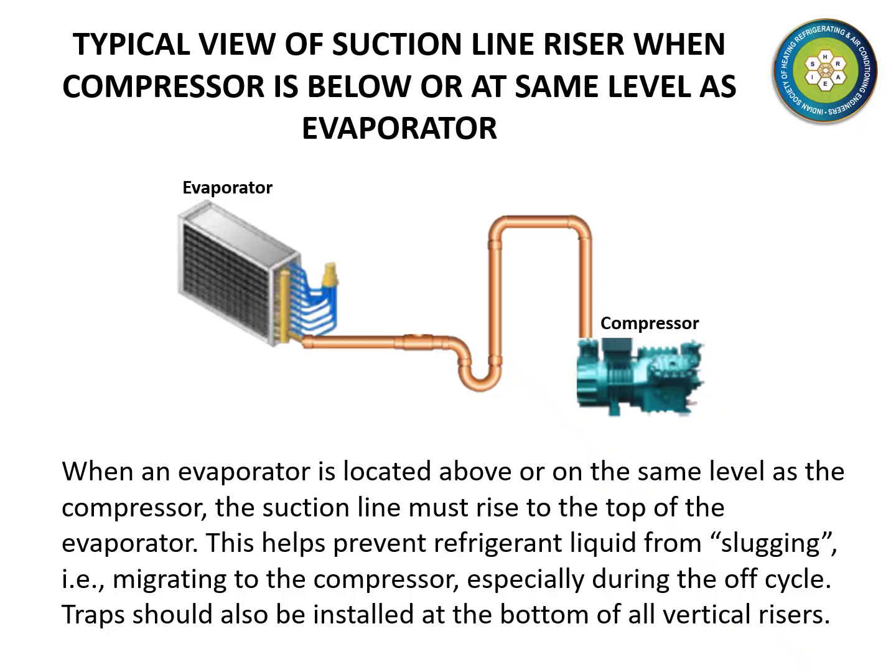When an evaporator is located above or at the same level as the compressor, the suction line must rise to the top of the evaporator as shown on this slide. This helps prevent refrigerant liquid from migrating to the compressor, called slugging, especially during the off cycle.